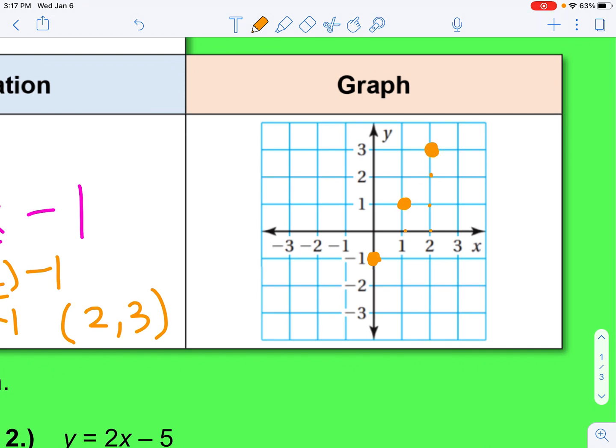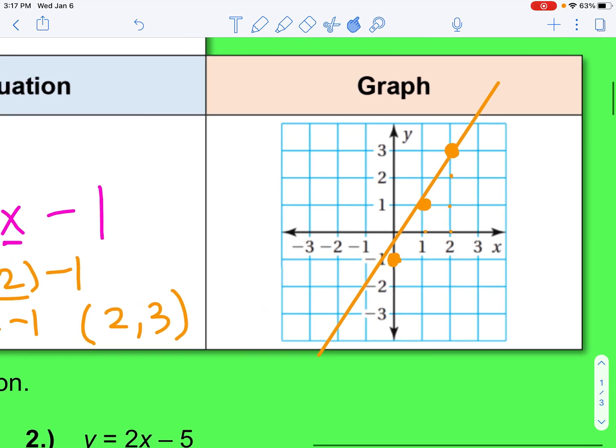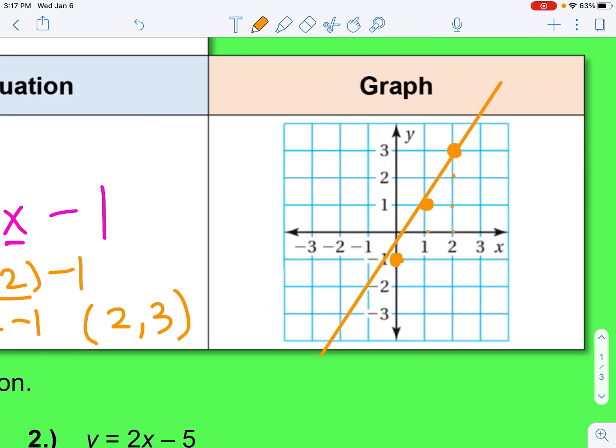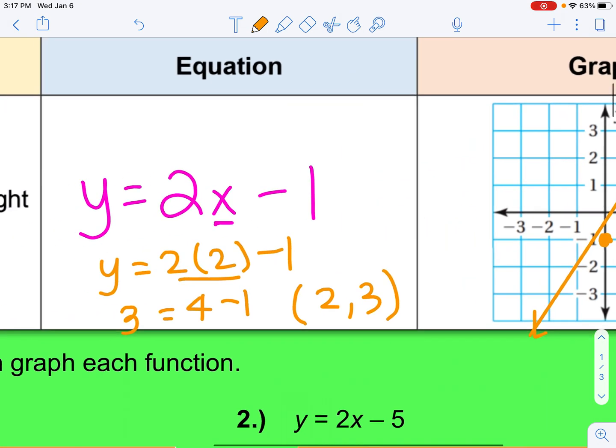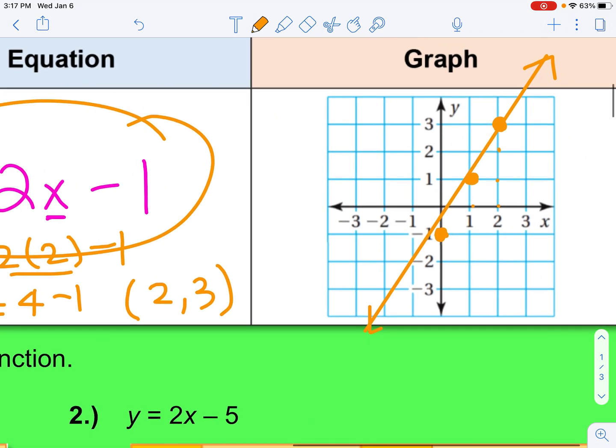And now do your best with making a straight line. That was a little off. Can I move it? Make your line as straight as you possibly can, and that is an example of a linear function. It's when this equation gives us a straight line when we graph it.